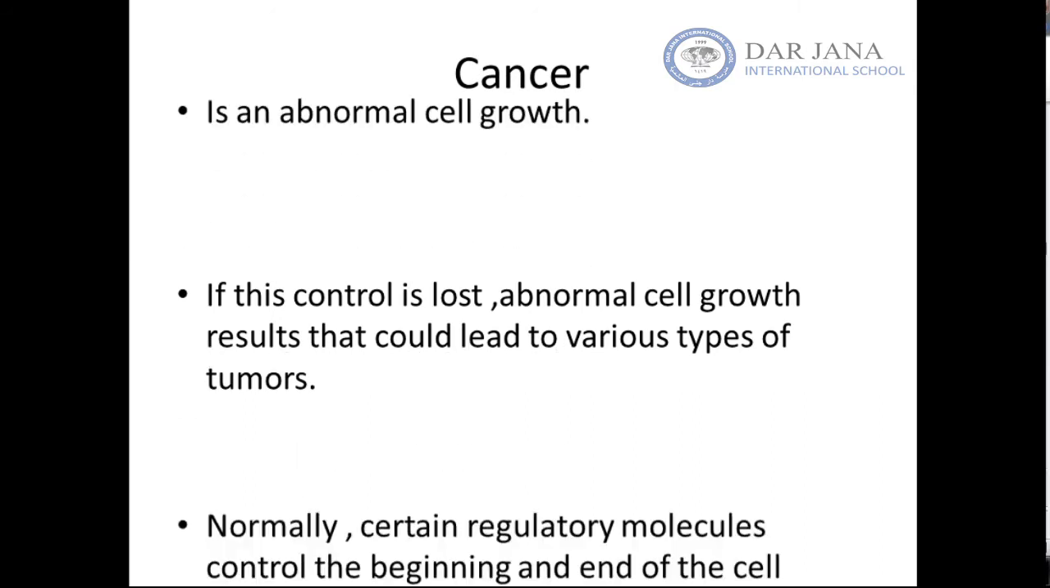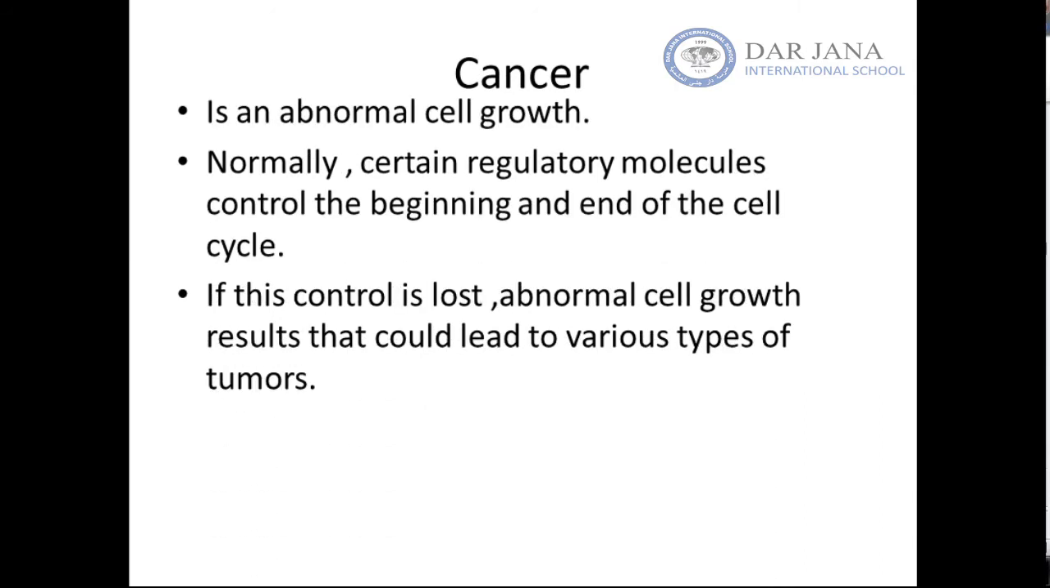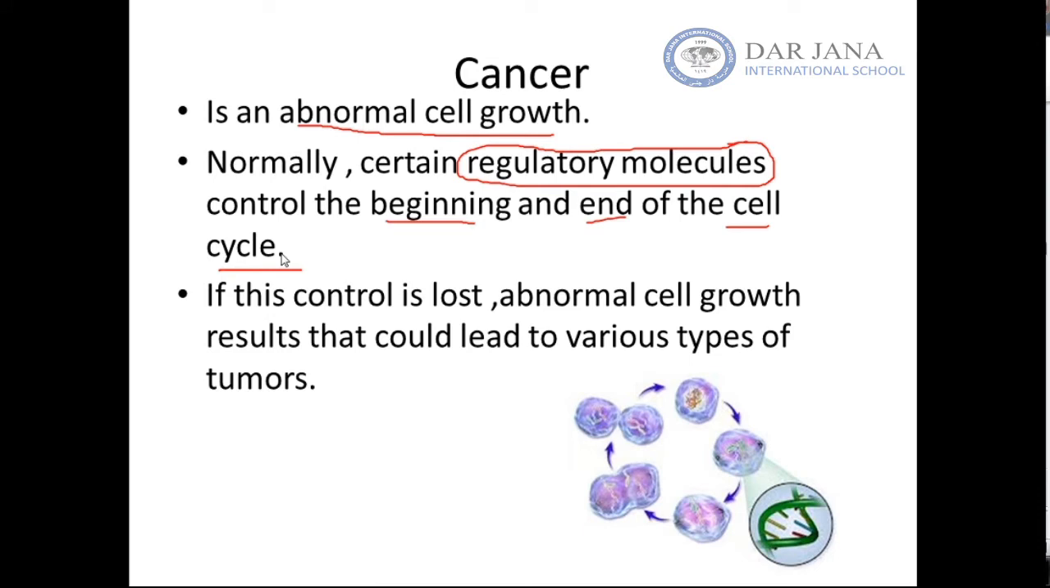Okay, now let's talk about cancer. Cancer is an abnormal cell growth. So normally, we have certain regulatory molecules. These regulatory molecules, as the name implies, are molecules that regulate and control. What do they control? They control the beginning and the end of the cell cycle. So the cell cycle, while the cell divides, all these stages are controlled by regulatory molecules.